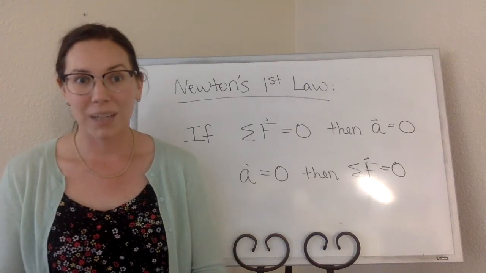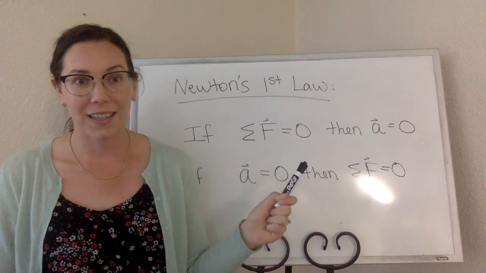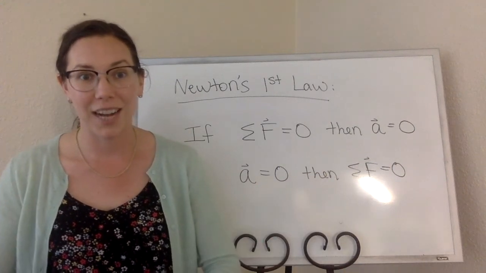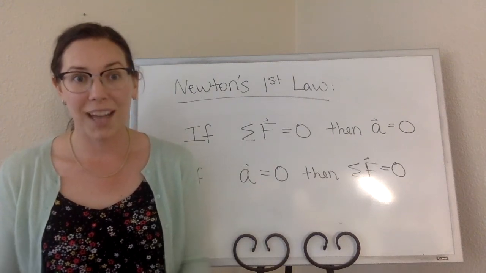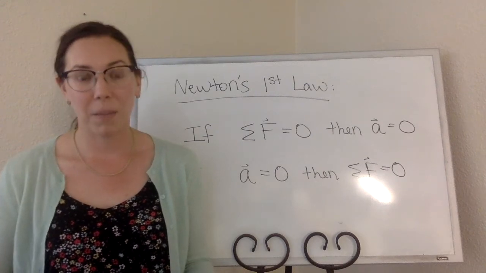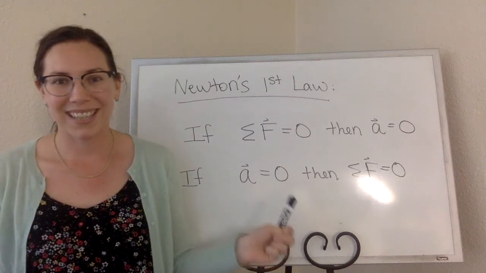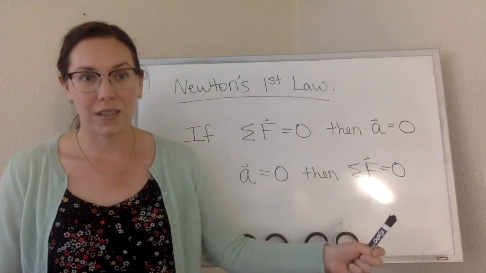So mathematically what this means is that if the net force acting on an object is equal to zero, then its acceleration is equal to zero. It does not accelerate, which means that it can either be at rest or be moving at a constant velocity. And the inverse applies as well. If an object is not accelerating, its acceleration is equal to zero, then its net force is equal to zero.